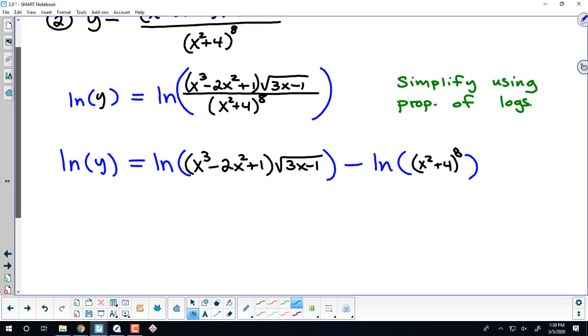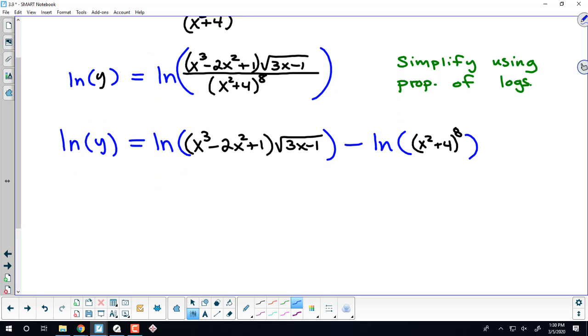So we're simplifying even further with properties of logarithms. What can we do with our first term on the right? Add them. We can add them, so what would that look like? Natural log of x cubed minus 2x squared plus 1 plus the natural log of the square root of 3x minus 1. Okay, good. So it's just the natural log of factor 1 plus the natural log of factor number 2. If we get 3 factors, plus the natural log of the third factor, etc., etc.